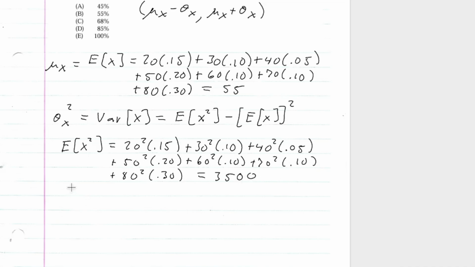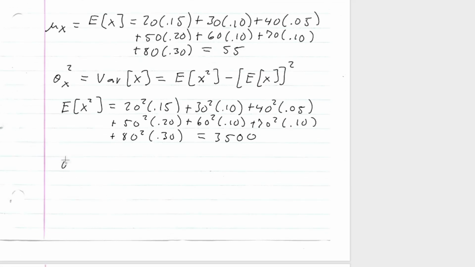Now, of course, that means the variance of x is equal to 3,500 minus the expected value of x, squared, which was 55 squared, and that's going to give me 475.